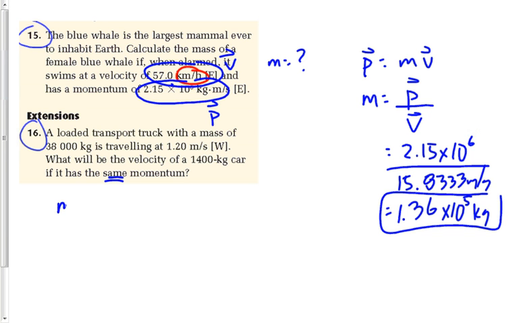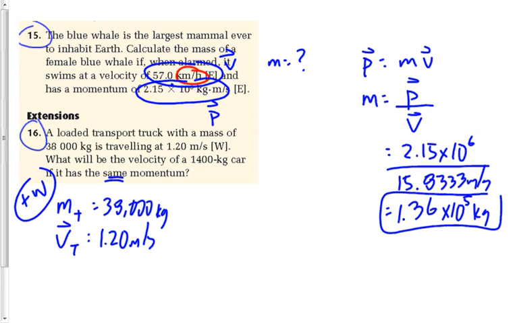I'm going to write down 2 bits of givens here. We'll say the mass of the truck is 38,000 kilograms. And the velocity of the truck is 1.20 meters per second. Let's just say west is positive here so that we can make everything positive, not worry about the negatives. Let's say the velocity of the car is what we're looking for. And that's all we have, isn't it? No, sorry, we have the mass of the car is 1,400 kilograms.